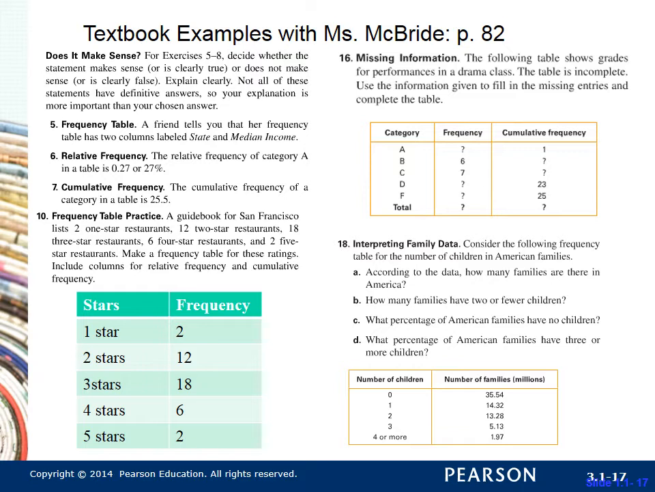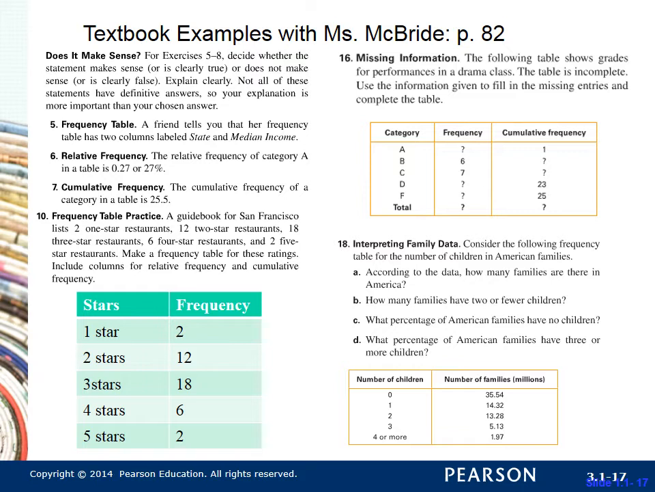Now number 7 though, the cumulative frequency of a category is 25.5. That makes no sense at all because remember frequencies are discrete numbers, 1, 2, 3, 4, 5. I can't have a half of a frequency. So I have to have whole numbers as frequency. So that one does not make sense.